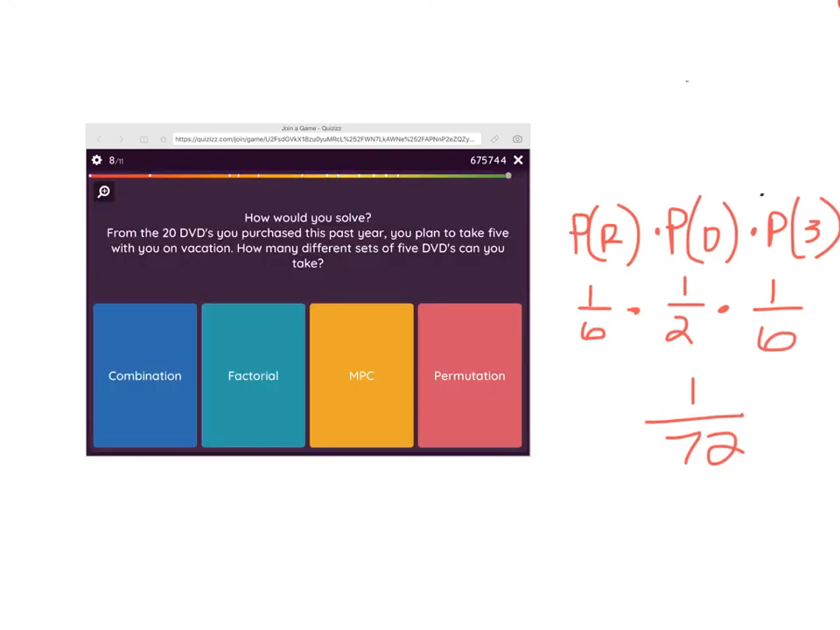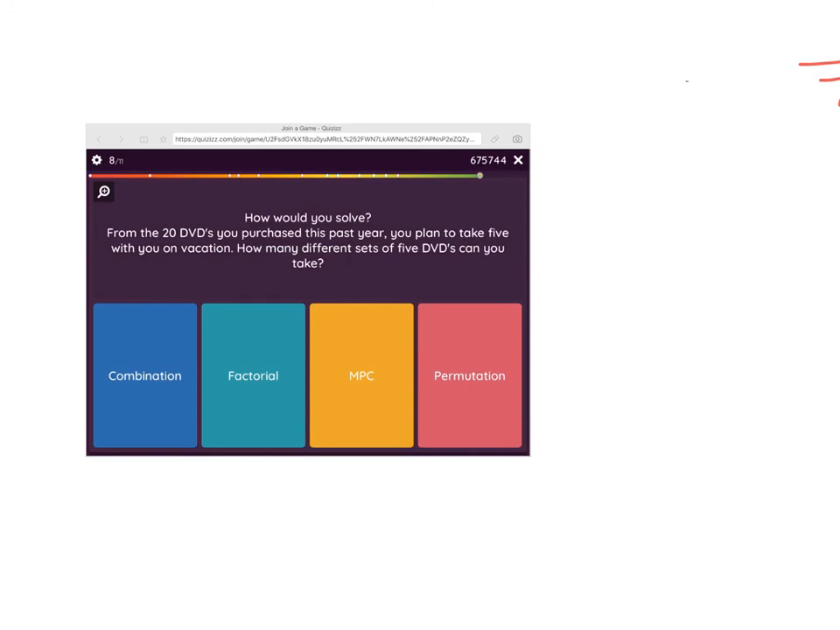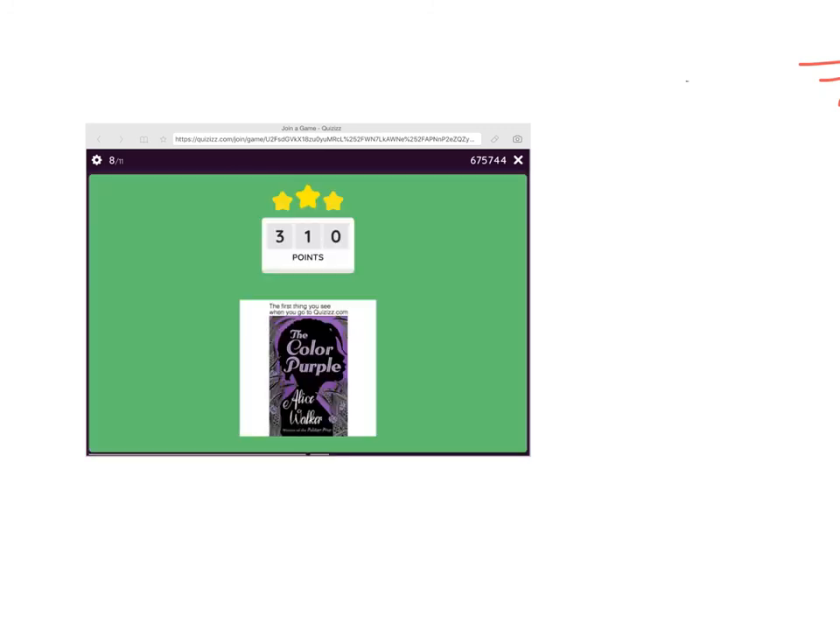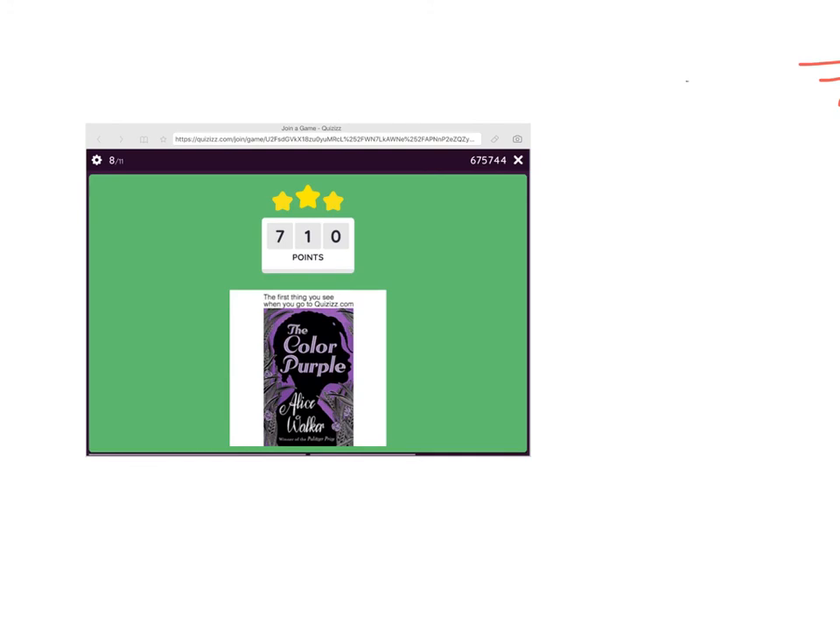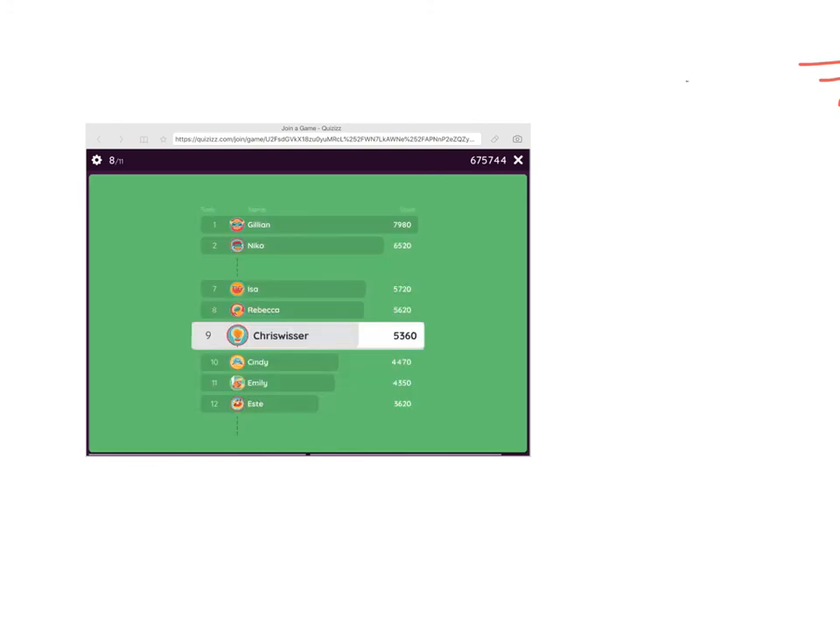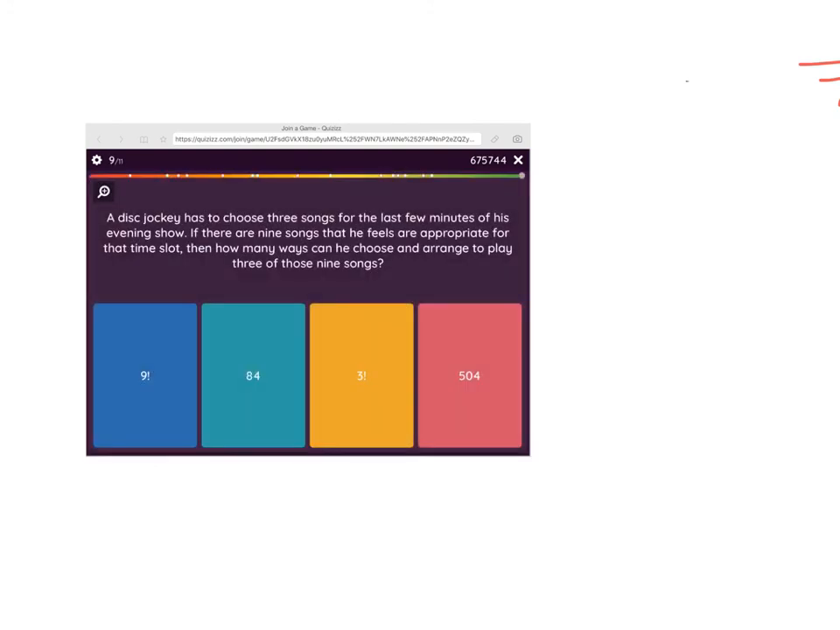Okay, how do you solve? From 20 DVDs you purchased in the past year, you plan to take 5 with you on vacation. How many different sets of 5 can you take? Is that combination, factorial, permutation? It is combination, because it doesn't say anything about the order you're watching them. You're just grabbing 5. If it said you plan to watch 5 movies, in what order can you watch those 5 movies? Now it's permutation.